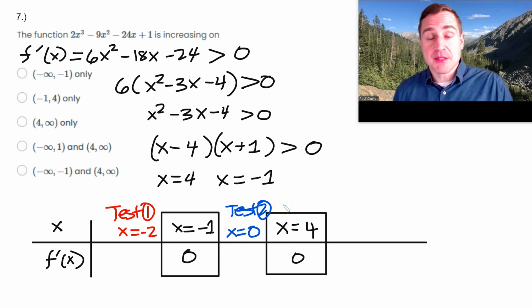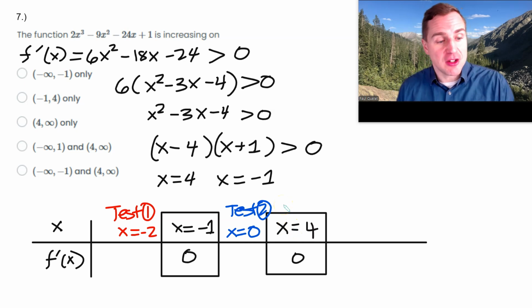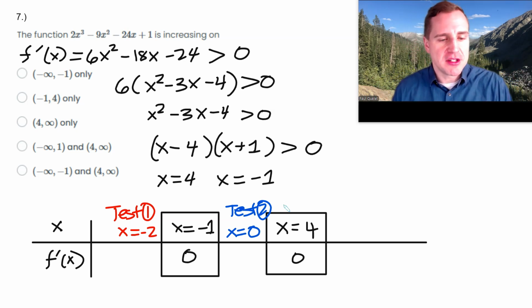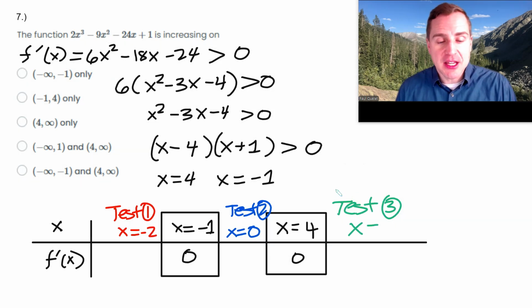By the way, these test points could be anything as long as x equals negative 2 is to the left, that is, smaller than x equals negative 1. And as long as x equals 0 is between negative 1 and 4, then it's also fine. You could choose any value between negative 1 and 4, not including the endpoints. We could have chosen another simple value like x equals 1, but x equals 0 is always easy to plug in. And then finally, for our last test point, let's choose x equal to 5.